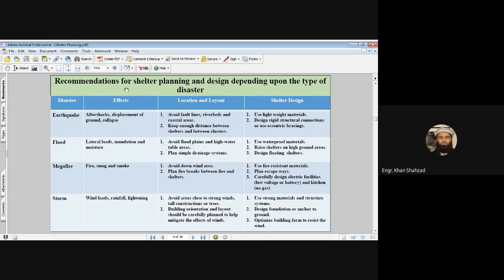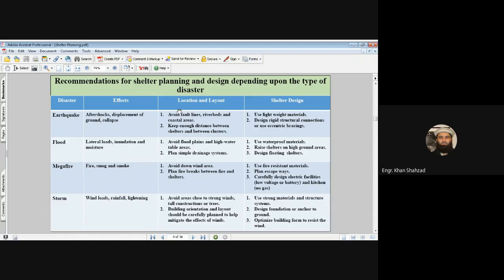So let's talk about the recommendations for shelter planning and design depending upon the type of disaster. Number one, earthquakes. What will be the effects of the earthquake on these shelters if there are aftershocks? The shelters should resist the aftershocks after the earthquake. Displacement of ground can take place, or collapse of the structures can take place after the earthquake or in the aftershocks.